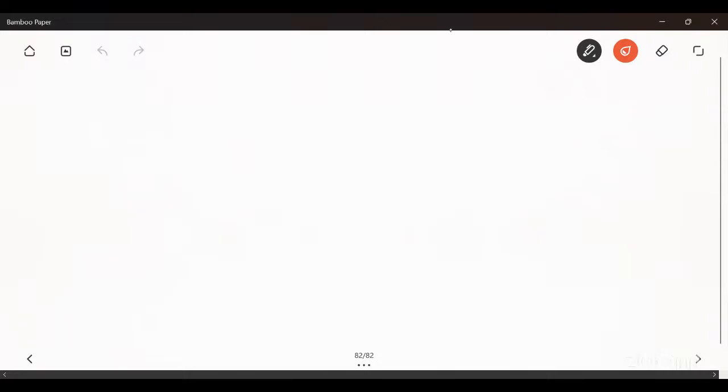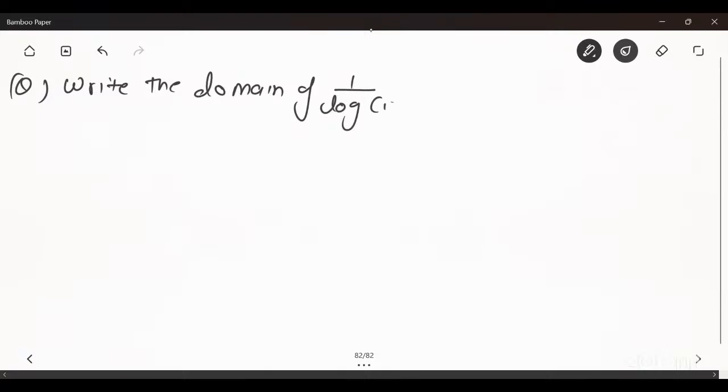Now the question is, write the domain of 1 upon log of 1 minus x. Now see the solution of that one.